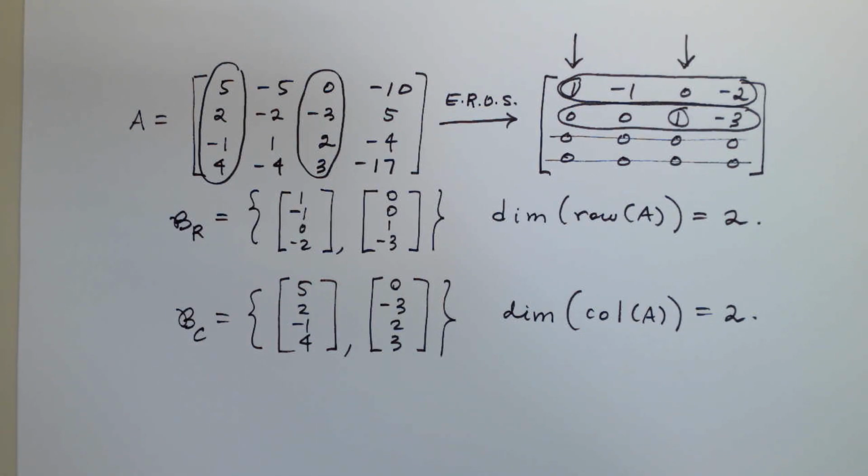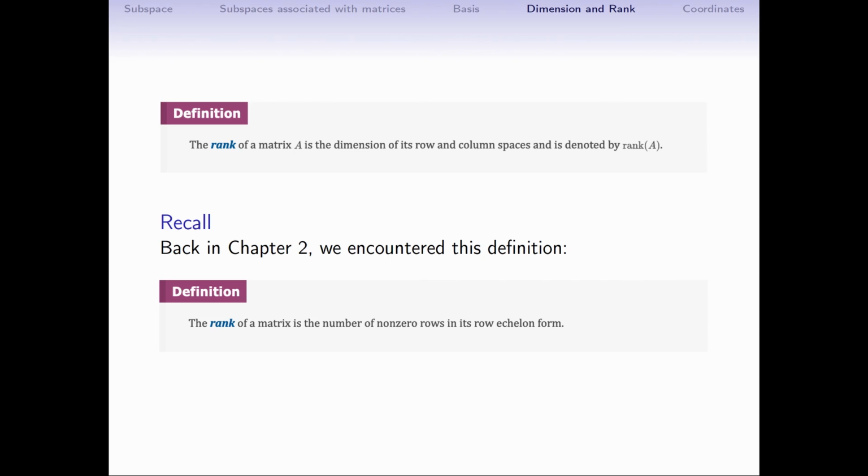All right, let's go back to the class notes and continue. Due to theorem 3.24, we can now make the following definition. The rank of a matrix A is the dimension of its row and column spaces and is denoted by rank of A. Now, back in chapter 2, we encountered the definition of rank in a slightly different context. There we said the rank of a matrix is the number of non-zero rows in its row echelon form. And now, from our work in looking at theorem 3.24, we can reconcile these two definitions and see that they amount to the same thing.